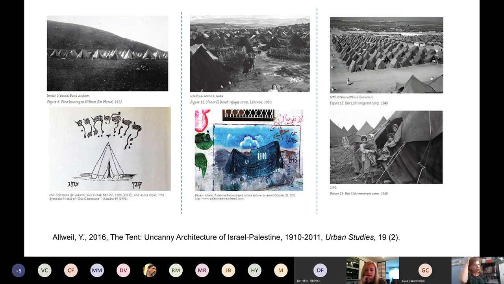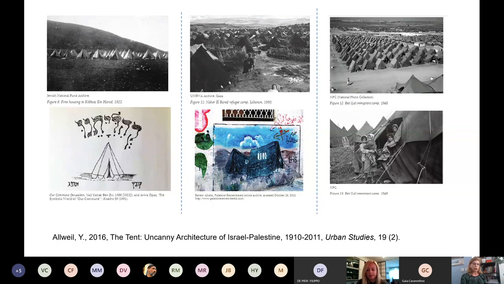So just briefly to flesh this out. On your left, we see socialist Zionist pioneer settlements of the early 1920s, where some of the key social principles were framed in this collection called Our Community, whose cover was the tent. So the tent was a symbol of early socialist Zionism.